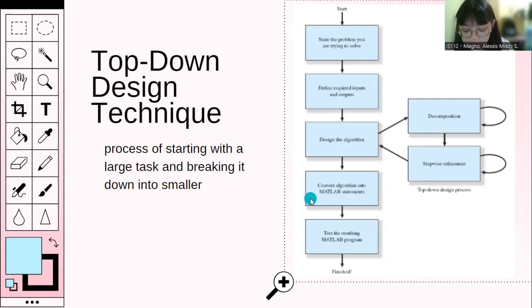If the decomposition and refinement process was carried out properly, this step will be very simple. All the engineer will have to do is replace pseudocode with the corresponding MATLAB statement on a one-for-one basis. And then the last step is to test the resulting MATLAB program. The components of the program must first be tested individually, if possible, and then the program as a whole must be tested. So that is the top-down design technique.